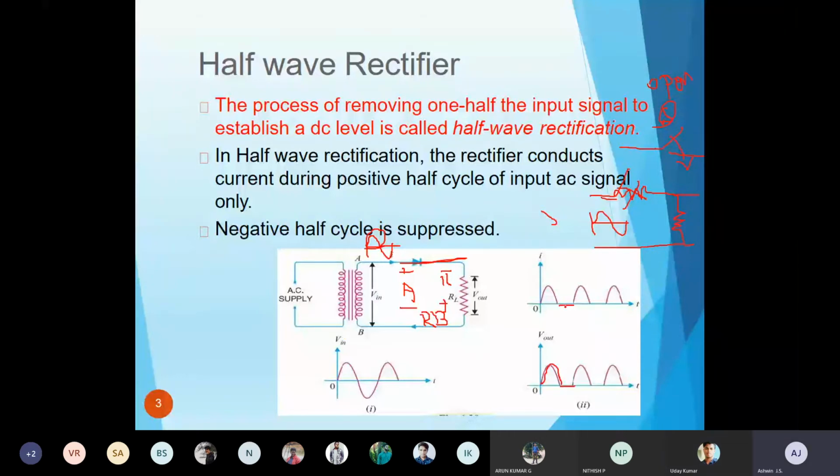Clear? During the positive cycle, it is doing the conduction, so I am getting whatever the input is. V0 is equal to Vi. During negative, the output V0 is equal to 0. Why? Because the diode is in reverse bias condition. It will act as an insulator, or I can tell it as an open circuit. So no conduction is occurring. So this is how the functioning works. Clear, all of you?